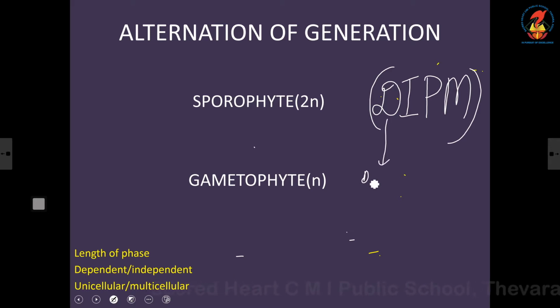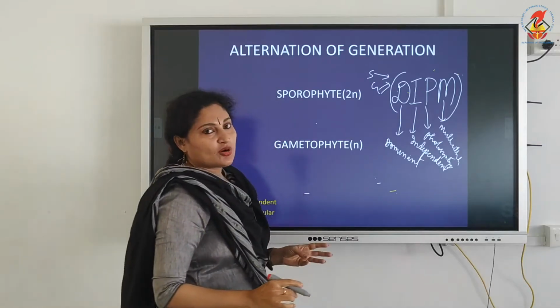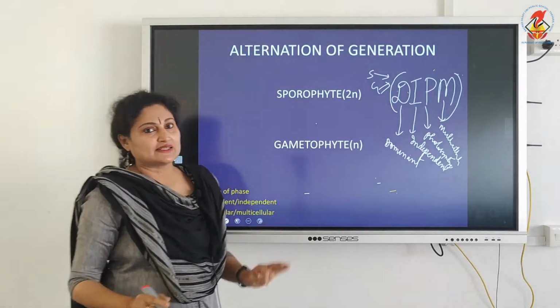D stands for dominant, I stands for independent, P stands for photosynthetic, and M stands for multicellular. So one of the phases, it can be sporophyte or gametophyte, will be DIPM: dominant, independent, photosynthetic and multicellular.